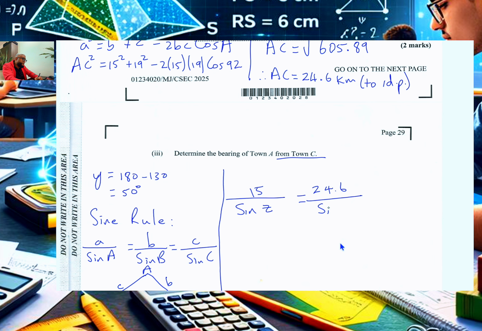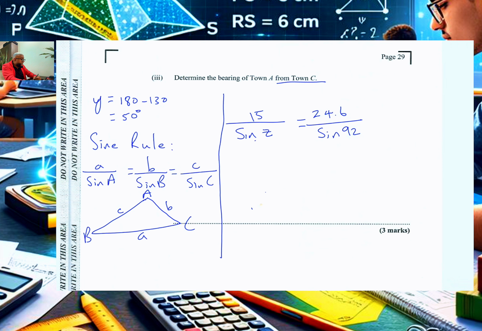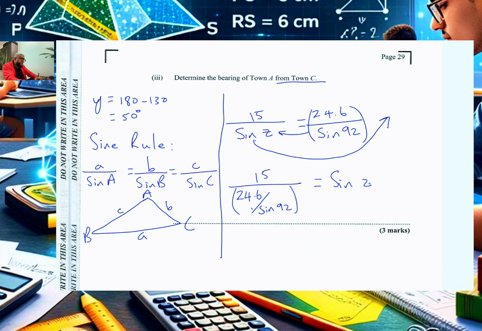Over sine of the angle, which is 92. I'm carrying the whole sine Z over here, and I'm bringing this whole thing where sine Z was in one movement. It's like you're swapping it, right? So this will be 15 over 24.6 divided by sine of 92, and this will be equal to sine Z.